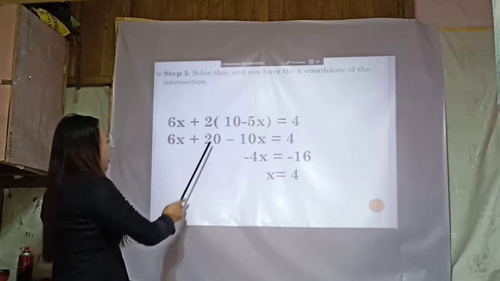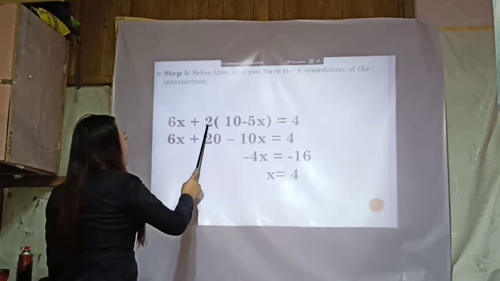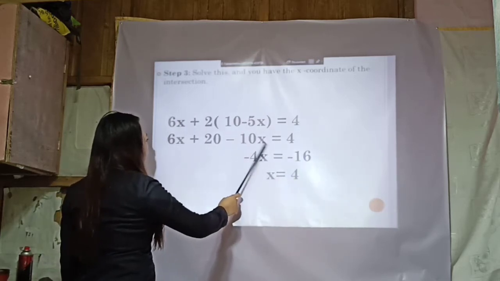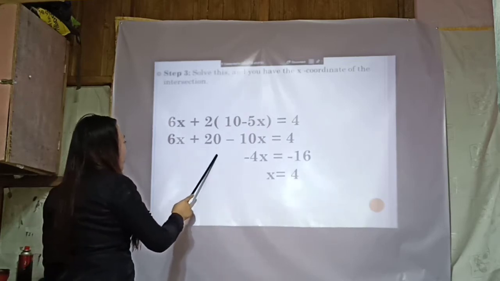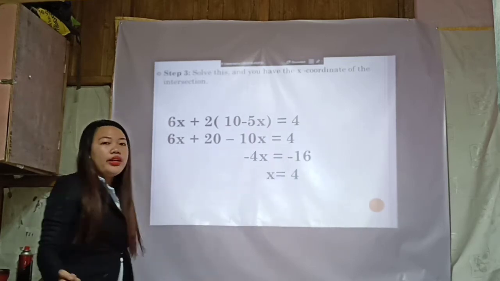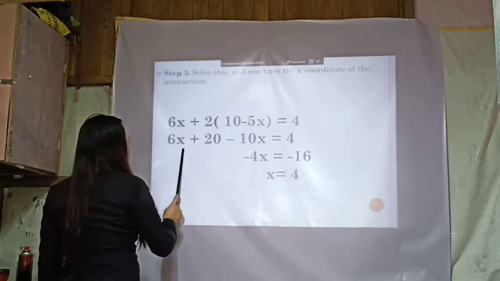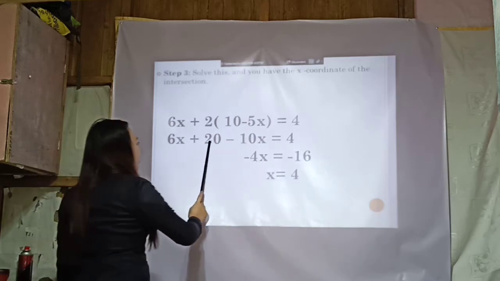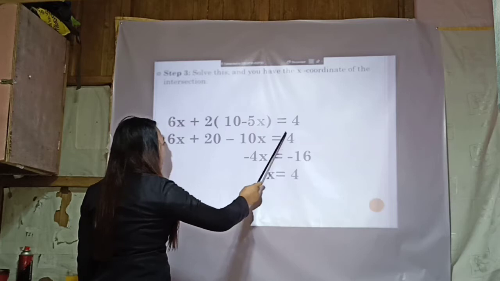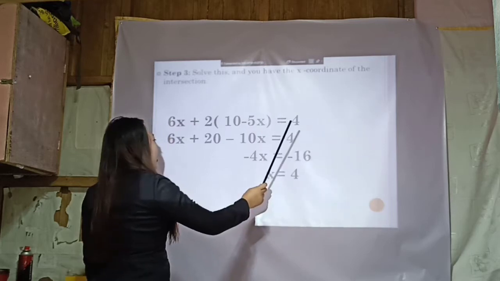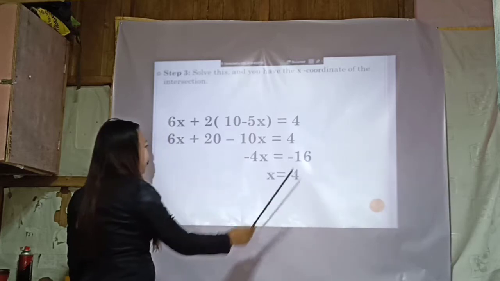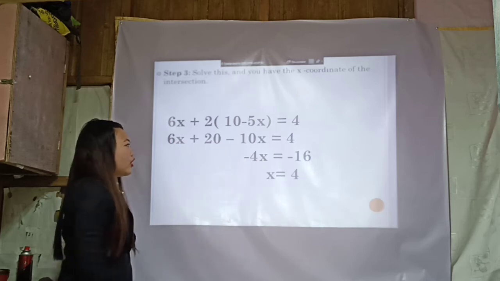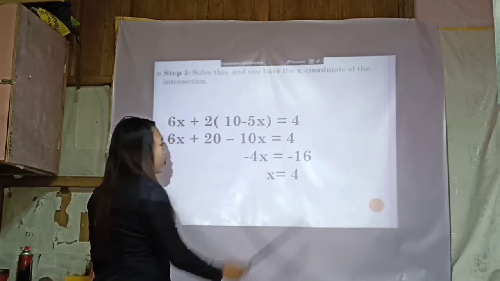So now let's find the value of x. So 6x plus 2 times 10 is equal to 20 and 2 times negative 5x is equal to negative 10x. Therefore, 6x plus 20 minus 10x is equal to 4. Then, combine like terms. So, 6x minus 10x is equal to negative 4x. Then transpose the 20, so it becomes 4 minus 20, which is equal to negative 16. Then, both sides divided by the coefficient. So, therefore, x is equal to 4.